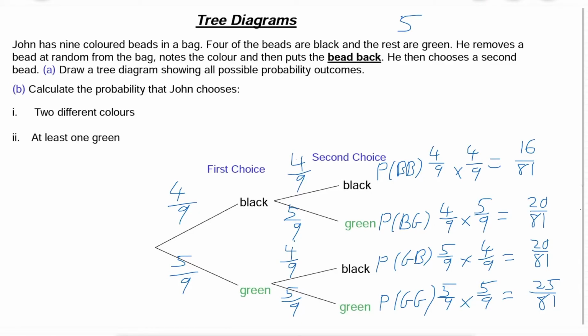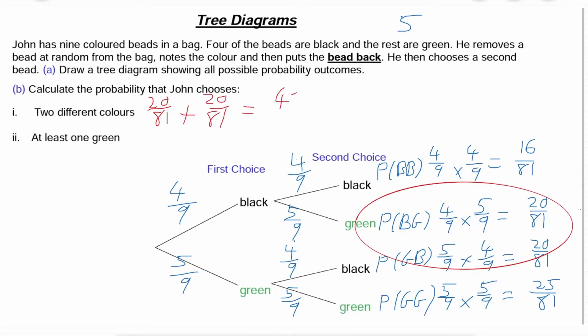So let's have a look at part B now. Calculate the probability that John chooses 2 different colours. So for 2 different colours, it can't be the top one, black, or the bottom one, green. So it's these 2 middle ones here. So black and green or else green and black. So we have 20 over 81 plus 20 over 81. So that is 40 over 81.